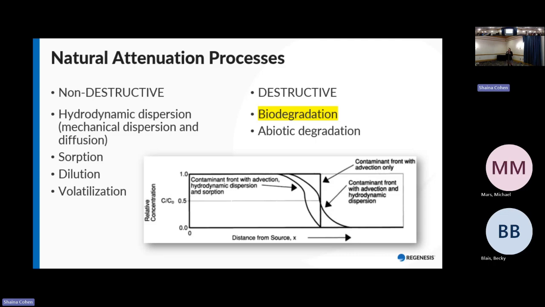And all of the, particularly the non-destructive processes, these are really happening at virtually every site to a certain extent, at least, right? Absorption to the aquifer media, dilution, as we have clean groundwater moving through into our plume. So all of these things are really at play and can really change the dynamics depending on which are stronger or weaker. And all of this really plays a huge role in what you see over time for these contaminated sites. So of course, here I'm going to be focusing on biodegradation for the remainder of the presentation.